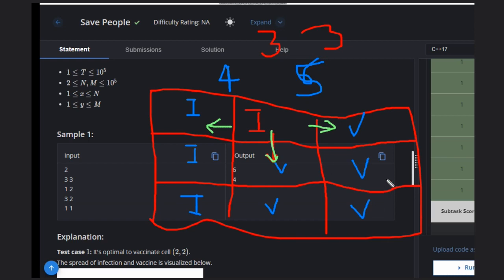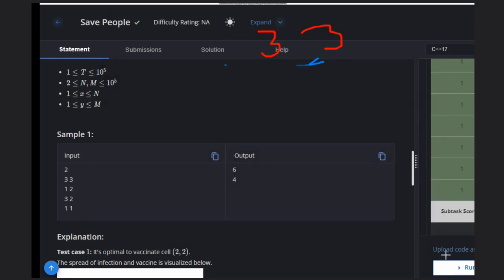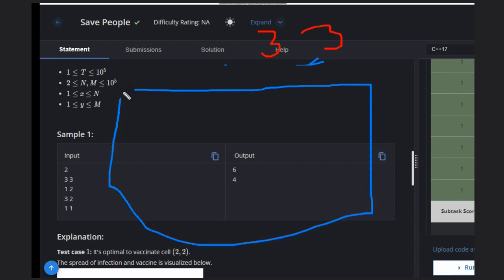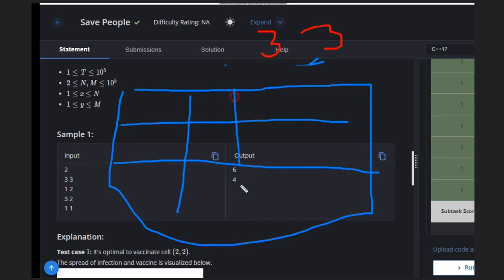So this is not the optimum position for doing this, right? So what is the optimum position? Let's see. Again, we need to do the drawing. We have this. The infected cell is at this position, and we can place the vaccinated cell at this position.